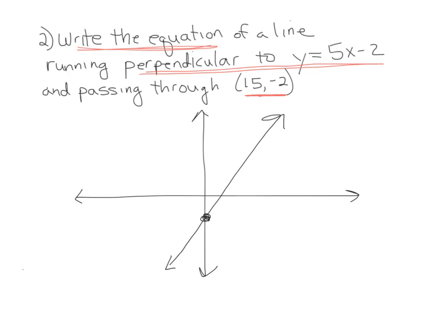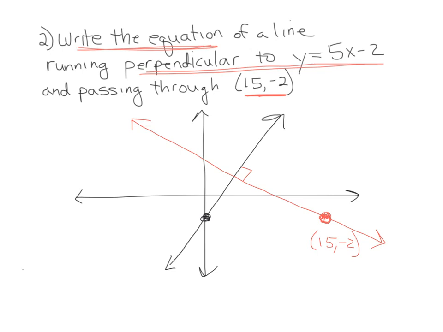Now the line we want, I'm going to draw in red, the line we want is perpendicular to this line, and it's going through the point 15, negative 2. So 15, negative 2 would be forward 15, down 2, maybe here, and it's going to be perpendicular to that black line, so maybe it's going to run about like that. Okay, so we have our point 15, negative 2, and they're perpendicular.